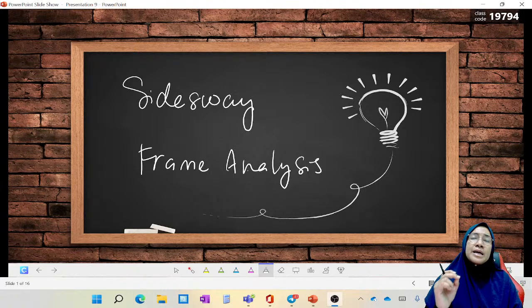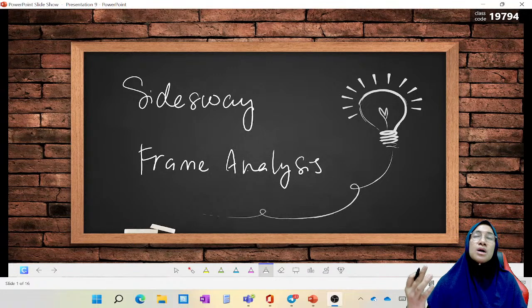But if we want to remove the frame from Sidesway, what should we do? We should change the frame to a properly restrained frame. We should put an artificial support at C so that the frame cannot move horizontally. That is why we have to understand these two conditions for a non-sway frame. It must be symmetry, it must be properly restrained.